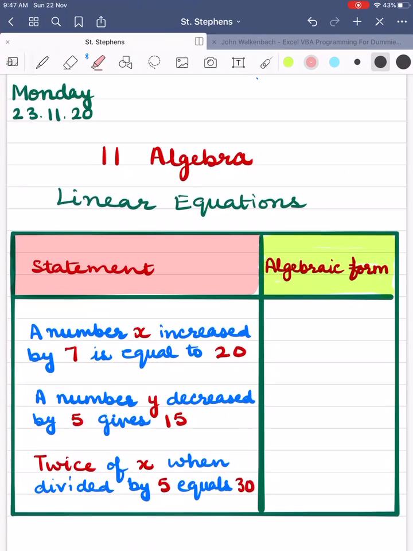Children, let's continue with chapter 11, Algebra. Today we are going to learn about solving linear equations in one variable. Let's write the following statements in algebraic form.